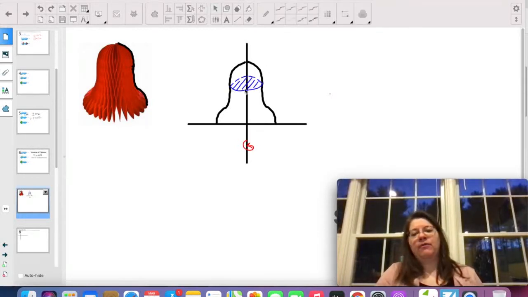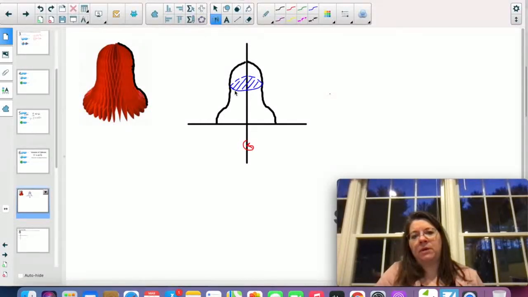So here I have drawn one of our little discs, and understand that this would be the thickness of the disc. Now this time, this one is rotating about the y-axis. So instead of having a dx, we'll have a dy because we have to get this thing solved for x. So our variable now will be y.